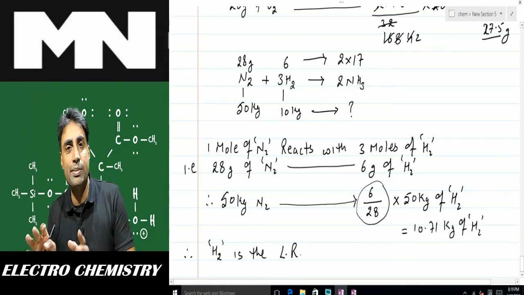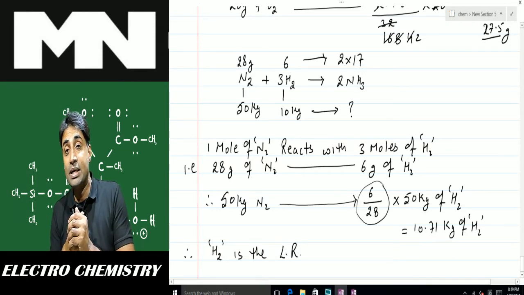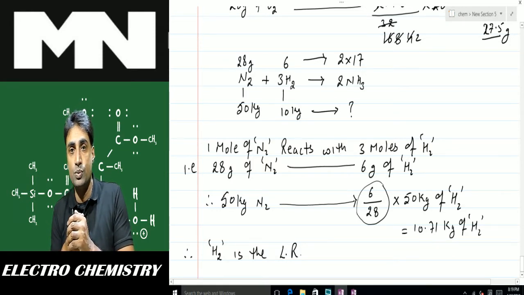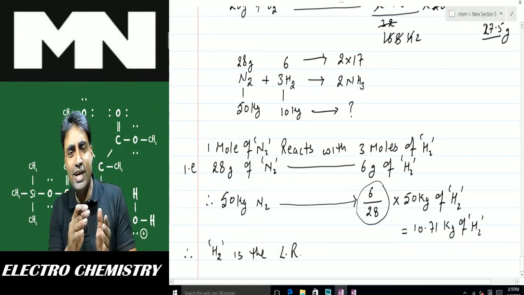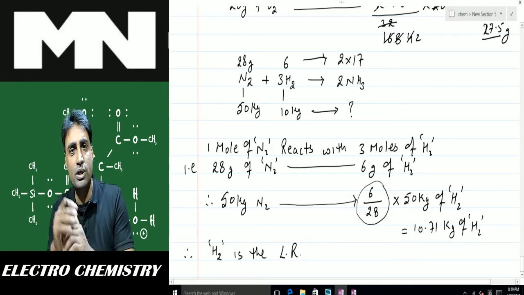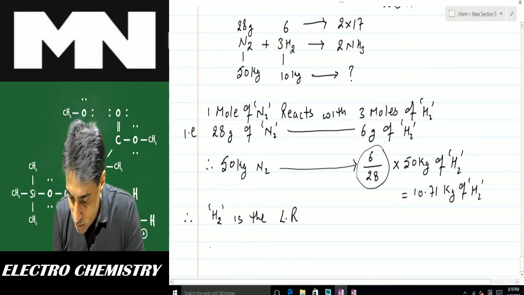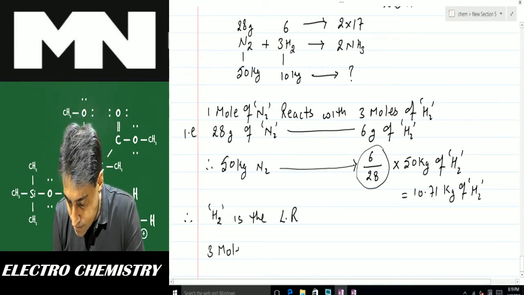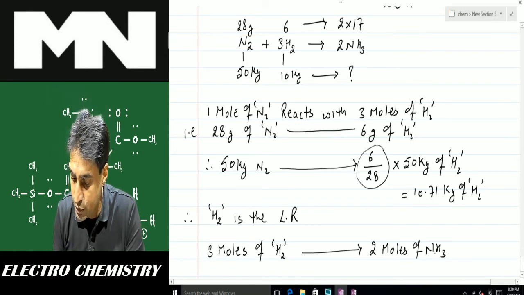By now I know that the limiting reagent is hydrogen, because to react with 50 kilogram of nitrogen, I need 10.71 kilogram of hydrogen, and the hydrogen given to me is 10 kilogram. That means a lesser quantity of hydrogen is given to me. So I'll relate with the hydrogen the quantity of ammonia which is formed. So what I can say, I can write 3 moles of hydrogen gives me 2 moles of ammonia, which you can see in the equation.